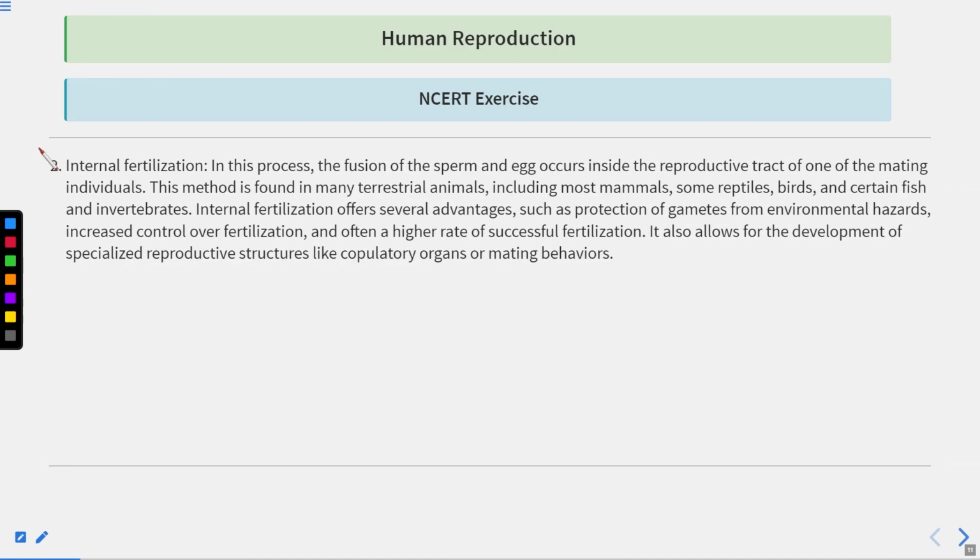Next is internal fertilization. In this process, the fusion of the sperm and the egg occurs inside the reproductive tract of one of the mating individuals. So in humans, fertilization takes place in the ampullary region of the fallopian tube. A fallopian tube is part of the female reproductive system. Clear? So here the fertilization is taking place inside the organism. This method is found in many terrestrial animals, including most mammals. Humans are also mammals, some reptiles, birds, and certain fish and invertebrates.